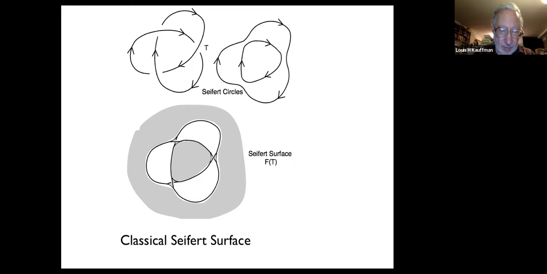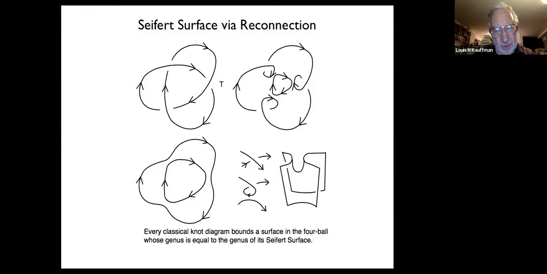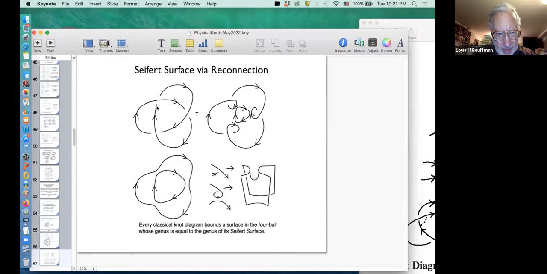In order to do that, I'm going to think about the Seifert surface in a slightly different way. What I'm going to do is, at every crossing, I'm going to go through a reconnection at that crossing. Right here, you see I have oppositely oriented edges, and I can go through a reconnection there, and I'll go through a reconnection here, and I'll go through a reconnection here. And as you see, the result of that will give me a set of circles. And those are just exactly the same as the Seifert circles, except that we're preserving a little bit of writhe. And these circles, you see that we could bound them with disks into the four ball.